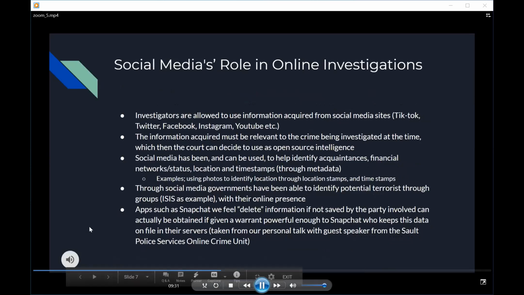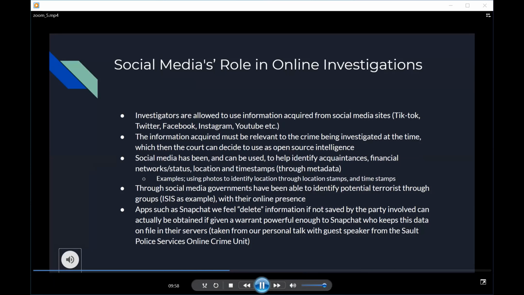So right now we're going to talk about the social media role in online investigation. Social media's role in online investigations. Investigators are allowed to use information acquired from social media sites such as TikTok, Twitter, Facebook, Instagram, YouTube, etc. The information acquired must be relevant to the crime being investigated at the time, which the court can then decide to use as open source intelligence.